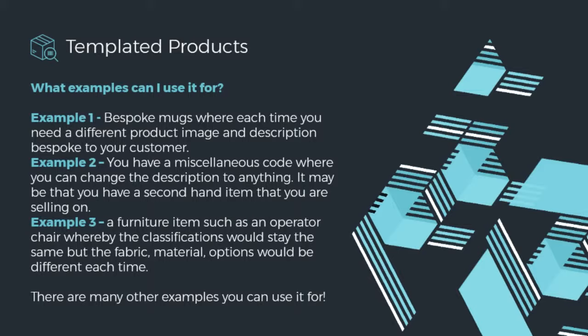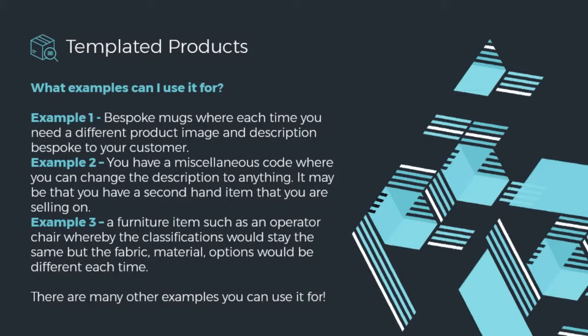Example two, a miscellaneous code where you change the description to anything. It may be that you've got a second-hand item that you're selling on. Again, you don't want to create that as a product, so you don't need the data in your system. You just need a code, a description, a price, and you need to sell that on. Example three, a furniture item such as an operator chair. Each time the classifications are always going to stay the same, but the actual description in terms of fabric, material, etc.